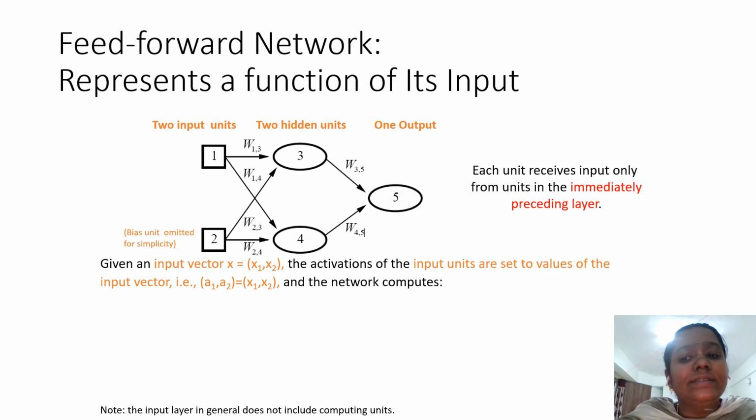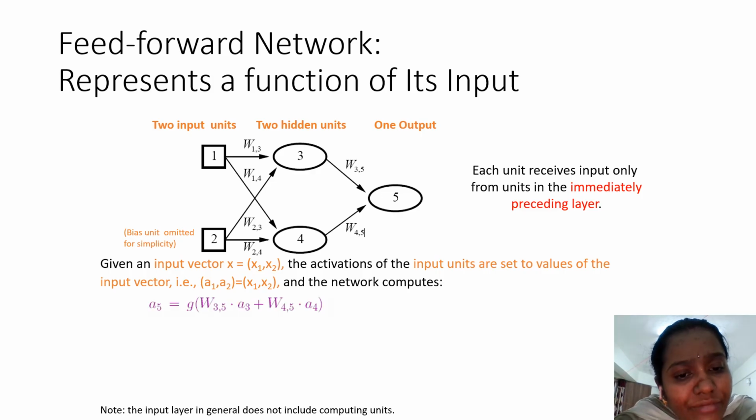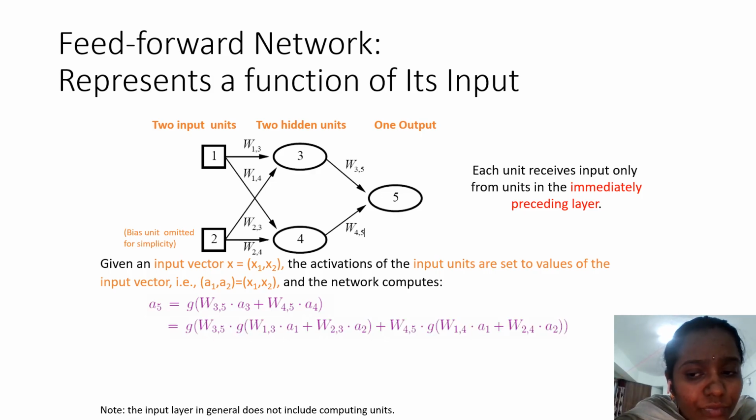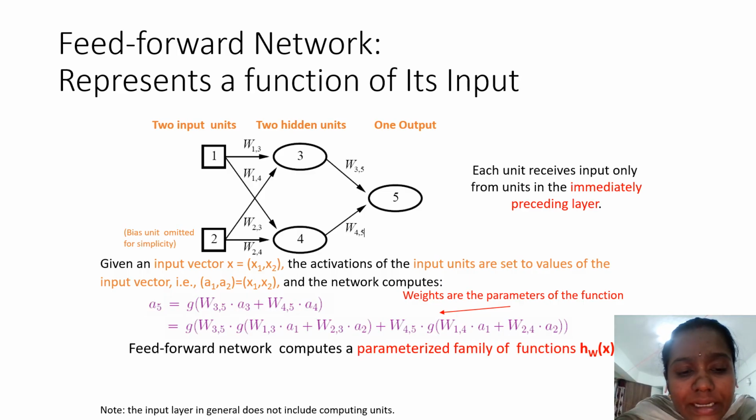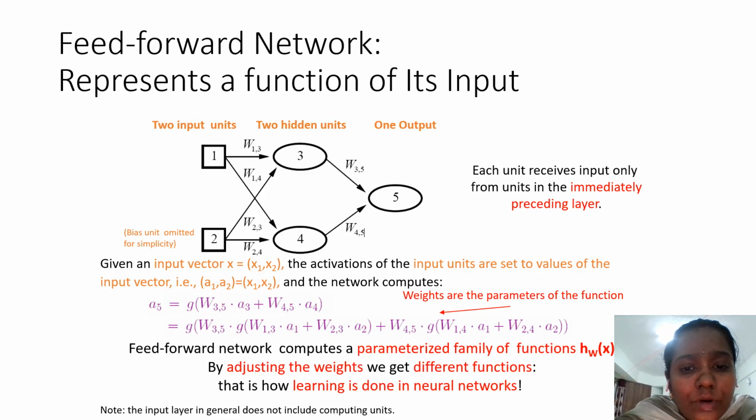And the next one is a5 = g(W3,5 a3 + W4,5 a4). So these are some of the parameters of the functions. A feed forward neural network computes a parameterized family of functions. By adjusting the weights we get different functions. That is how learning is done in neural networks.